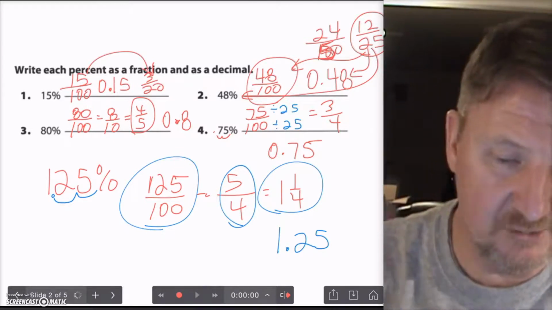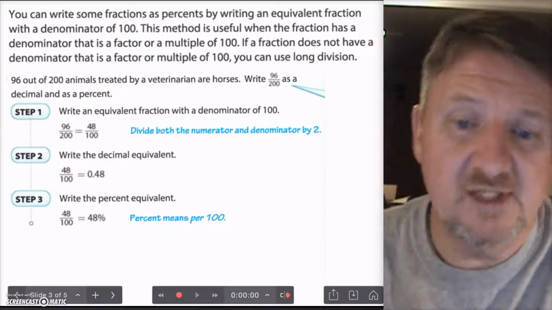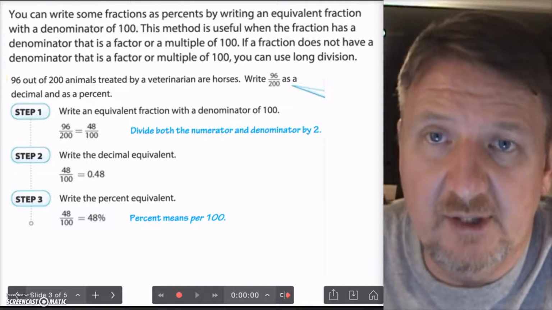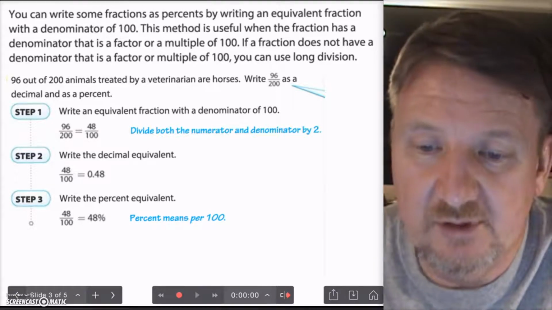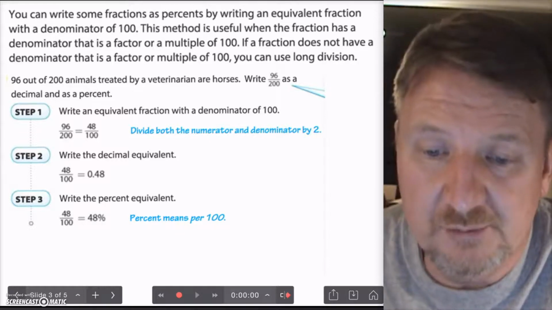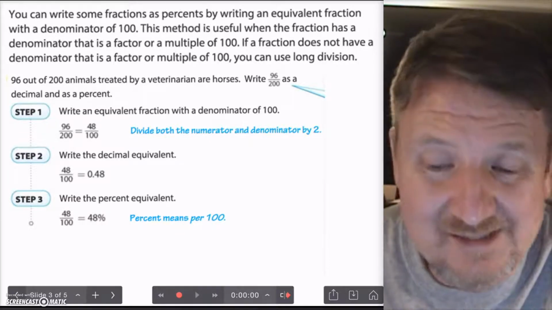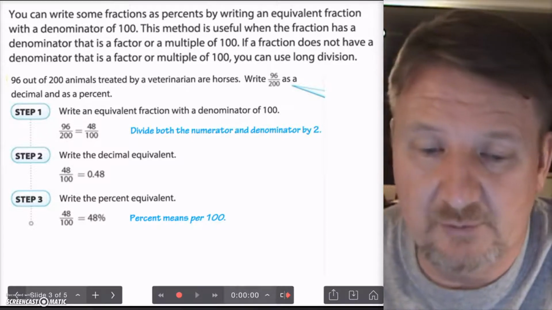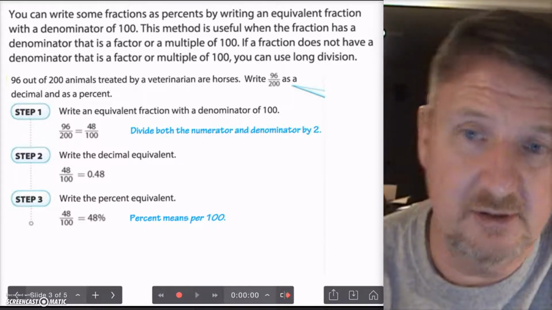All right, next one. It says you can write some fractions as percents by writing an equivalent fraction with a denominator of 100. Now that method's really useful when the fraction has a denominator that is a factor or a multiple of 100. If it doesn't have a factor or multiple of 100, then you have to use long division. So here's a couple examples I'm going to show you.